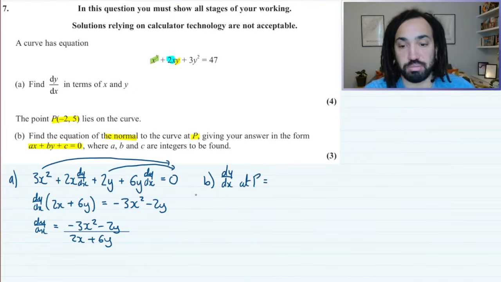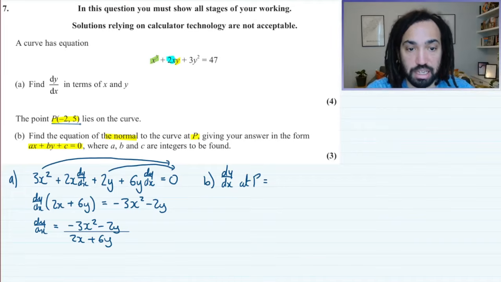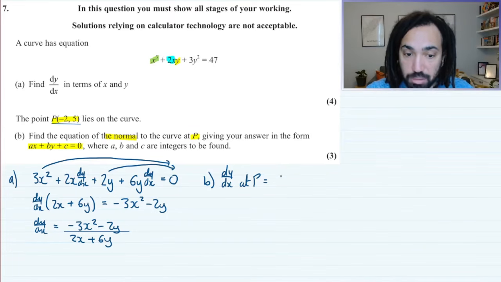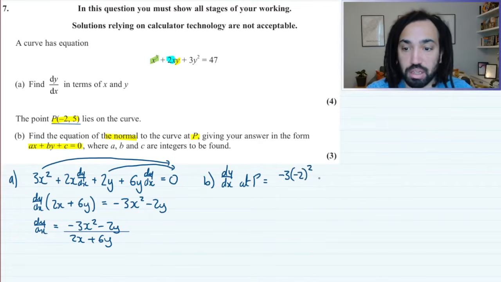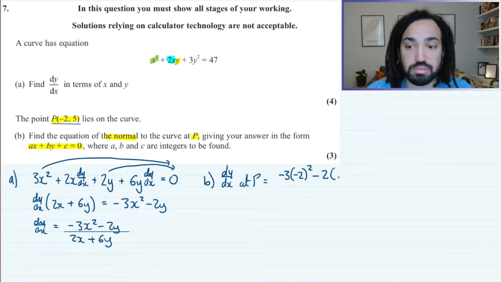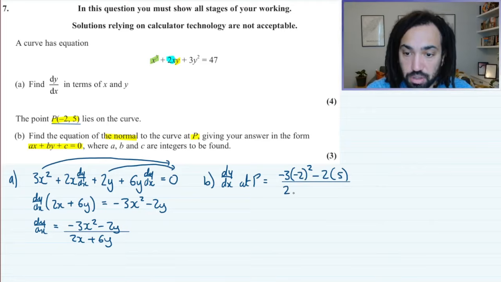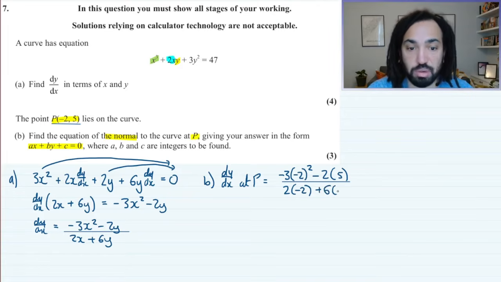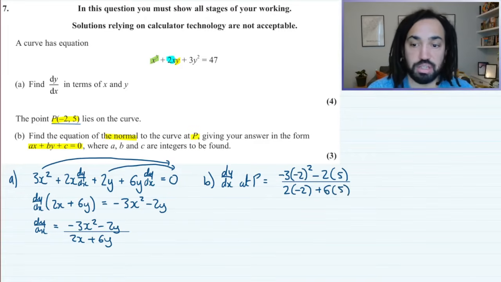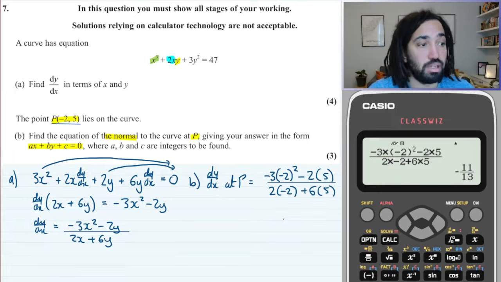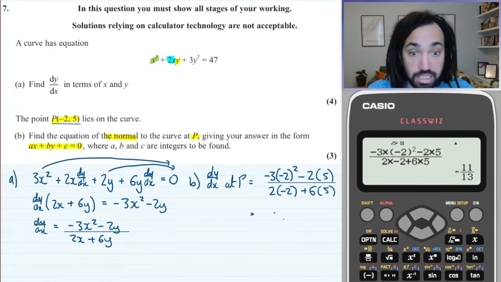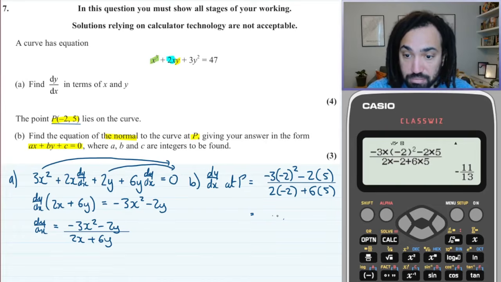So in order to do that, we're going to substitute in the point P, x and y, into the function dy by dx that we found. So dy by dx is minus 3 times x squared, which is minus 2 at P, minus 2 lots of y, which is 5 at P, all over 2 lots of x, which is minus 2 again, plus 6 lots of y, which is 5. So I'm going to put that into my calculator. So I've put that in there, and that's given me minus 11 over 13.